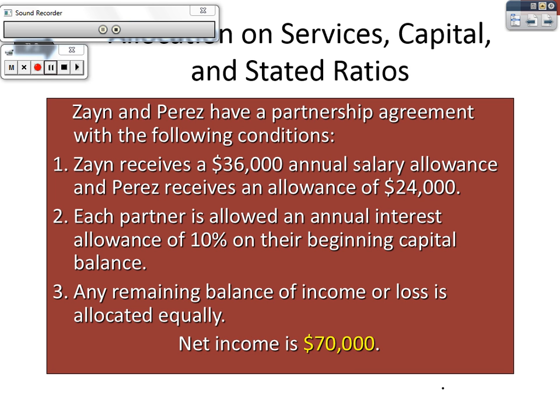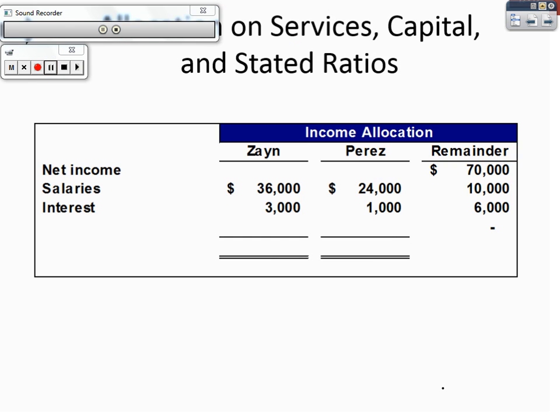And now this is where we decide to get into both stated ratio and based on capital. They're just saying these are the conditions of their contract. Zan receives a 36,000 annual salary allowance. You remember how I talked about allowance and not calling it wages or something like that. Perez receives 24,000. They get an annual interest allowance of 10% of their beginning capital balances. You remember what those beginning balances were? 30,000 and 10,000, right? And anything remaining after that of income or loss is allocated how? Split in two, equally. So their net income at this point for this example is 70,000.